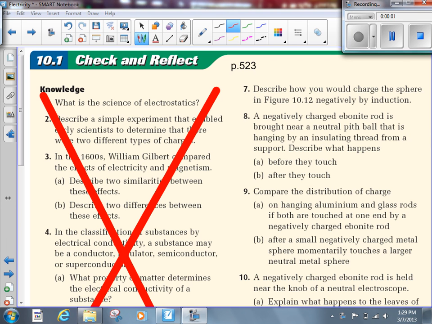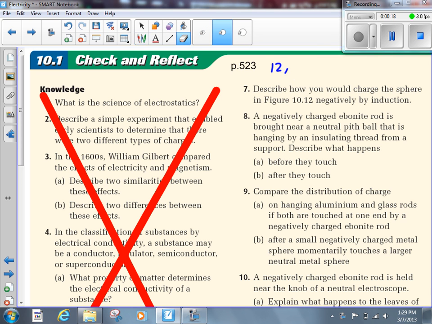Homework last night, page 523, 6 to 12, except for number 11. Any questions with that? 12? Caitlin? 10C? I got 10C, I got 12, okay, just 10. Got 10 and 12. 9B. 9B, 10, and 12. All right.